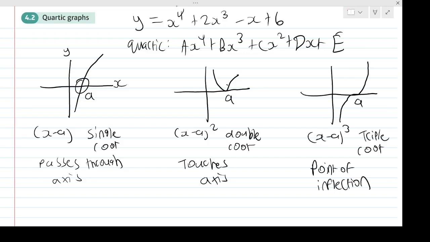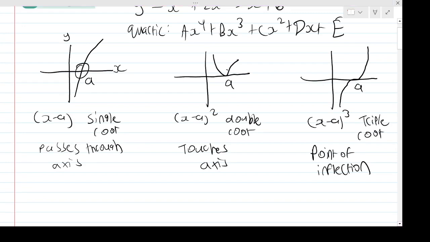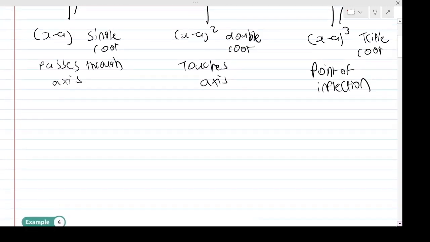Cool. So that's the main idea with this section: we can factorize the roots of x to the 4 and so on, look at the roots and the factors, and it will form pretty much the same idea, right? Of whether it passes through the axis, whether it'll touch the axis, or whether it'll form a point of inflection where it starts to level off around that point. That's the same idea we're going to use.